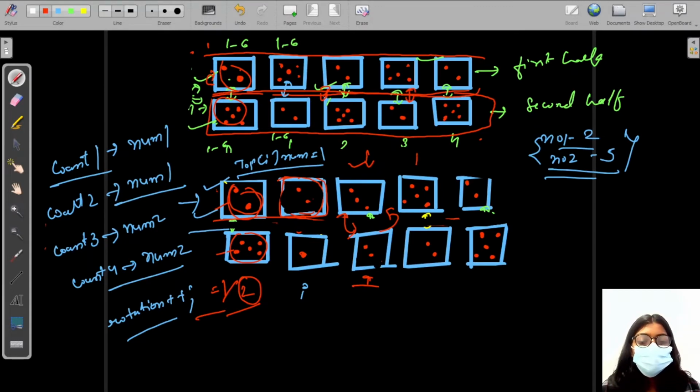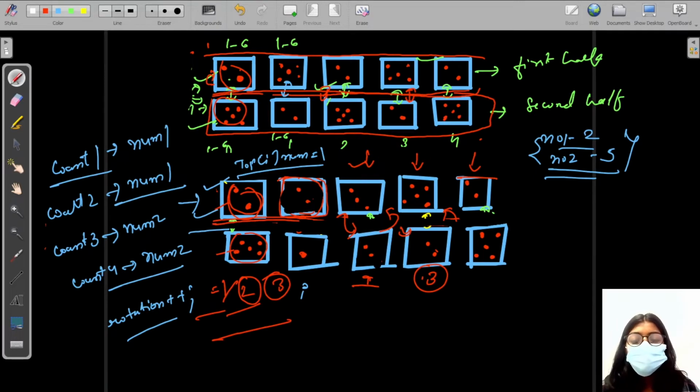Now again, let's say here, is my top of I equal to my number? No, it's not. Then I'm going to increase my number of rotation. My number of rotation is 3 now. Okay, I have rotated this. This 2 comes here, this 5 comes here. Okay, now is my top of I equal to 2? Yes, it is equal to 2. Then do nothing. So it means I needed 3 rotations to make my top half to contain number 1.